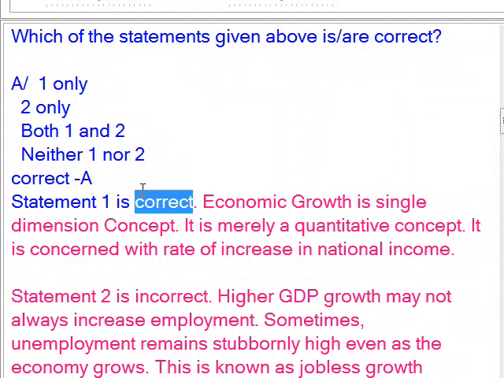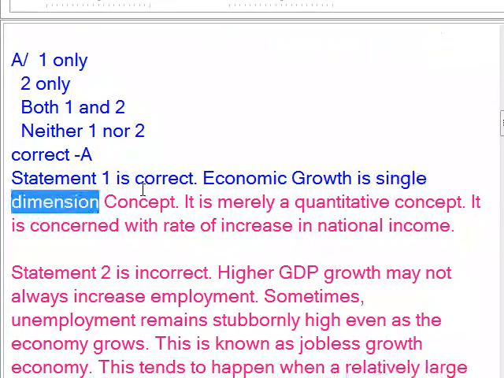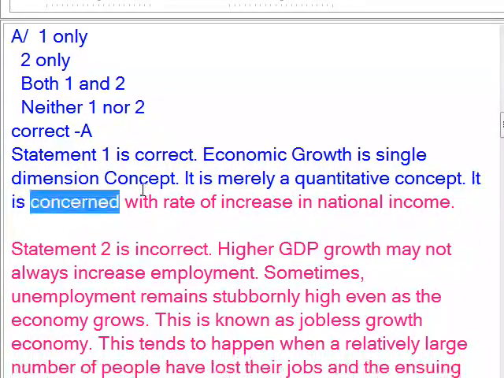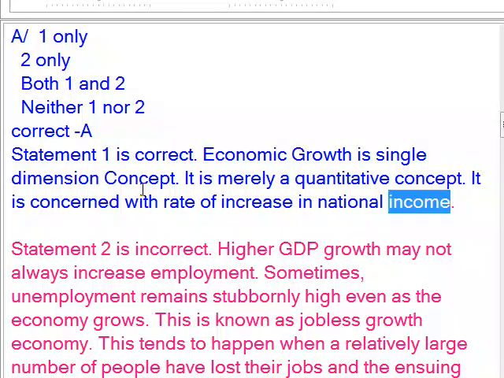A. Statement 1 is correct. Economic growth is a single-dimension concept. It is merely a quantitative concept. It is concerned with rate of increase in national income.